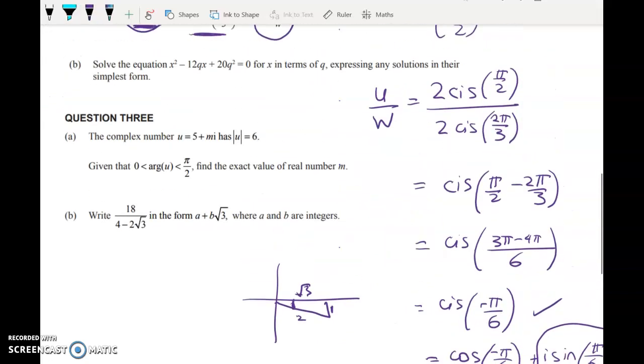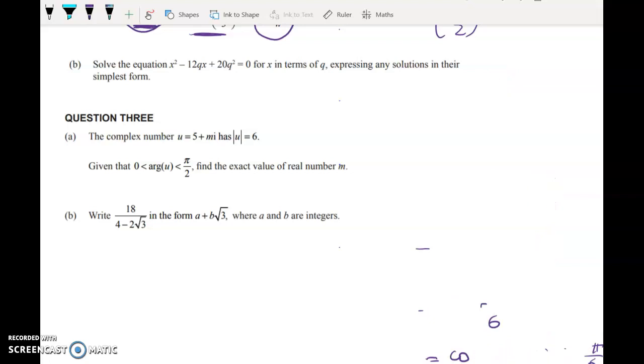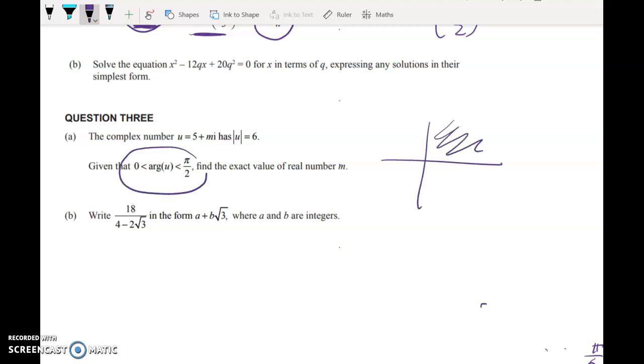Okay, question 3. Complex number has got a modulus of 6, and we're told that that complex number is in the first quadrant. So let's see what that means, because that makes things really easy. Right, so if it's in here, because the argument's between 0 and pi on 2, that means that m has got to be positive.